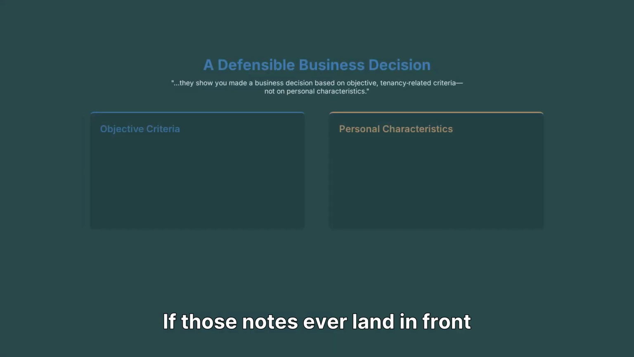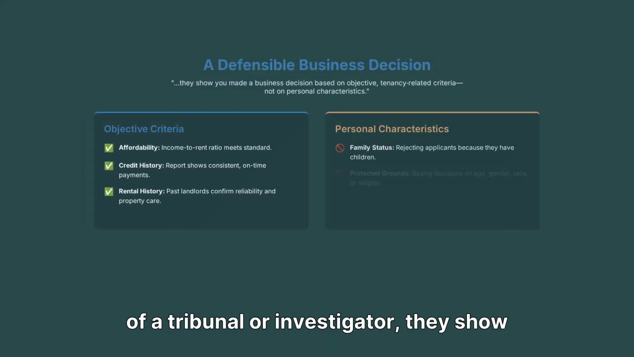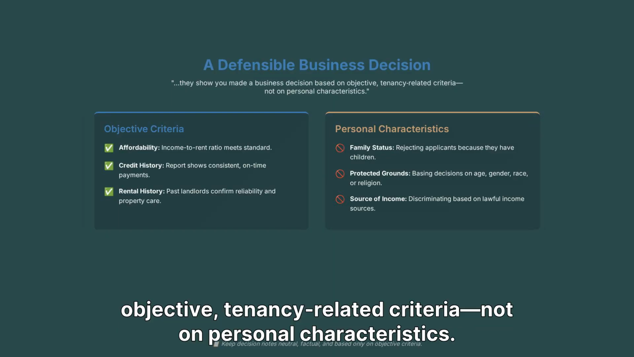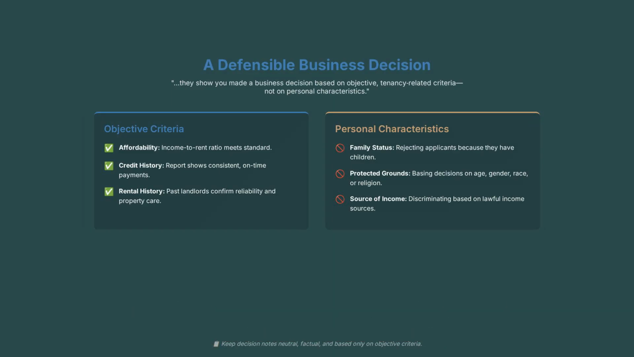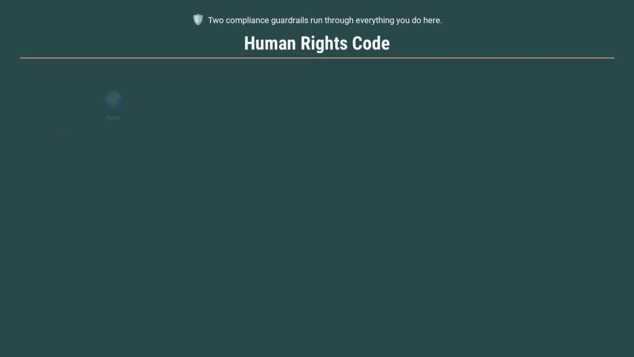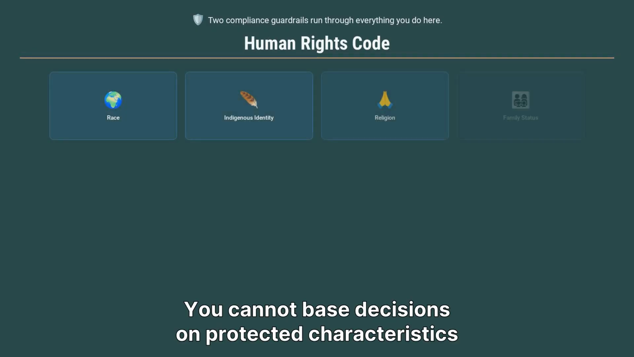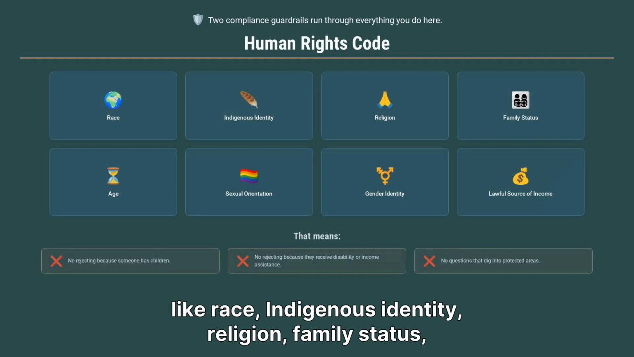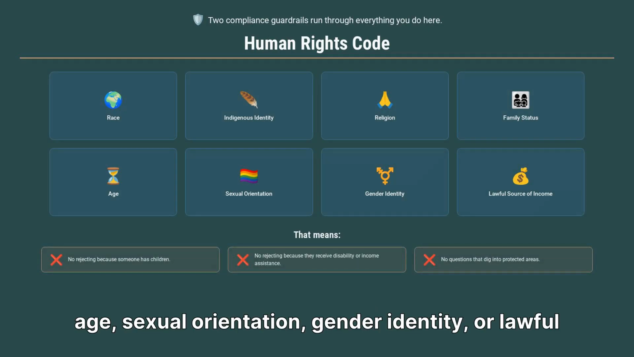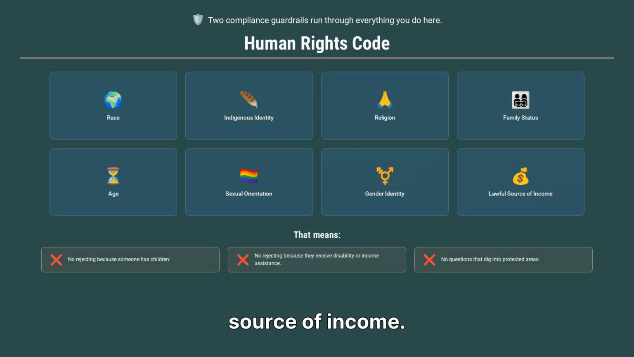If those notes ever land in front of a tribunal or investigator, they show you made a business decision based on objective, tenancy-related criteria, not on personal characteristics. 2 compliance guardrails run through everything you do here. Human Rights Code: You cannot base decisions on protected characteristics like race, indigenous identity, religion, family status, age, sexual orientation, gender identity, or lawful source of income.